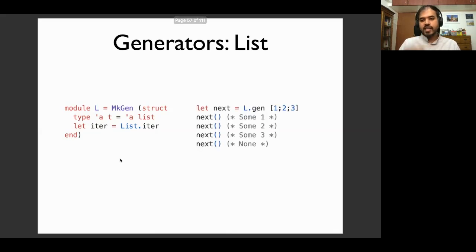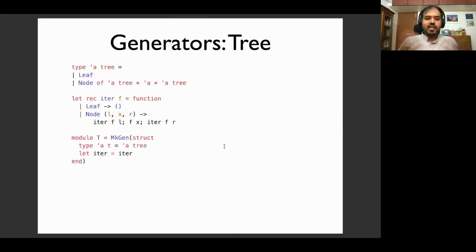With this L module, you can call L.gen on a list 1, 2, 3. You get a next function out. When you call this next function repeatedly, you get one of the values on demand, in the same order in which the iterator is written. So you get 1, 2, 3, and then finally none. And this is generic, right? Given an iterator on any data structure, you get a generator out.